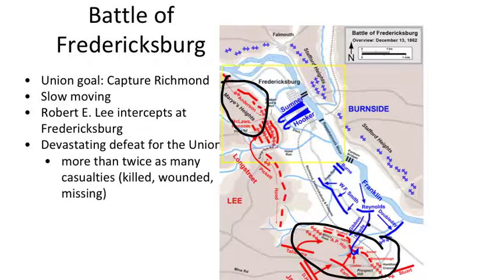Most of the worst of it is here at Marye's Heights, where Burnside sends his forces up that hill, across an open field, and the Confederates are behind a stone wall, and they are able to just fire at them as they cross, and it's just massacring them. And so it's a terrible defeat for the Union. They see that they're not going to get to Richmond, and that's a good sampling of what it was like in the early days for the Union in trying to accomplish their goals, especially in the Eastern Theater of the war.